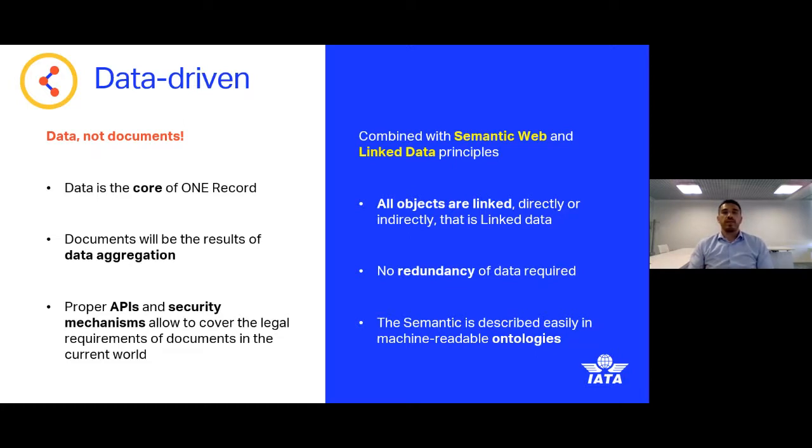And to complement that, all the semantic web and linked data principles are applied to this data model. This means that all objects are linked directly or indirectly. This is called the linked data. This is the principle of linked data. That means also that there is no redundancy of data required, as from one side of the data model, you should be able to access the other side of the data model. And the consequence of that is that the semantic relations that exist in the data model are easily described in ontologies that are machine-readable, so that they are really easily implementable in any system.